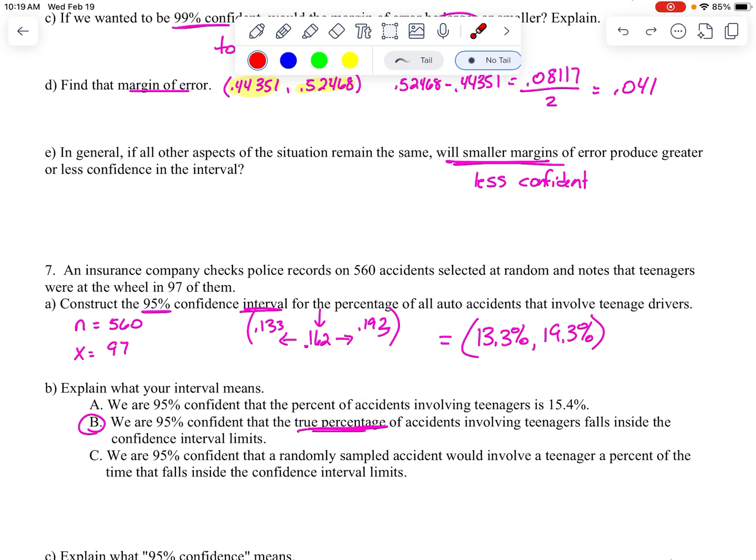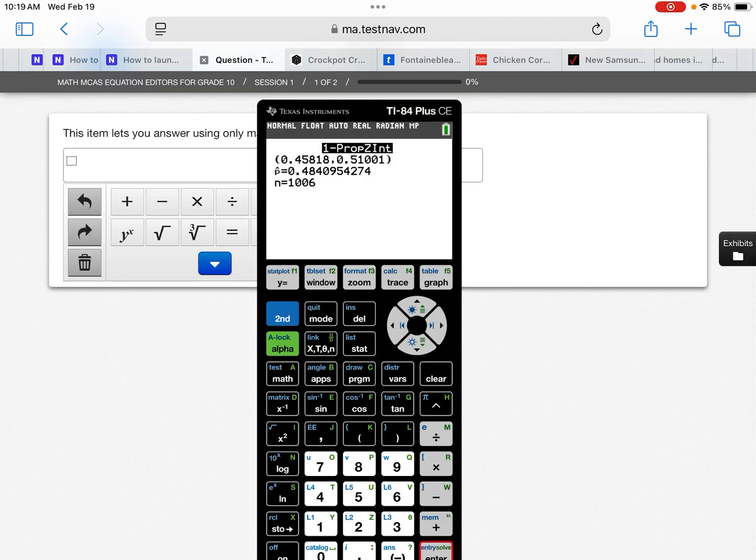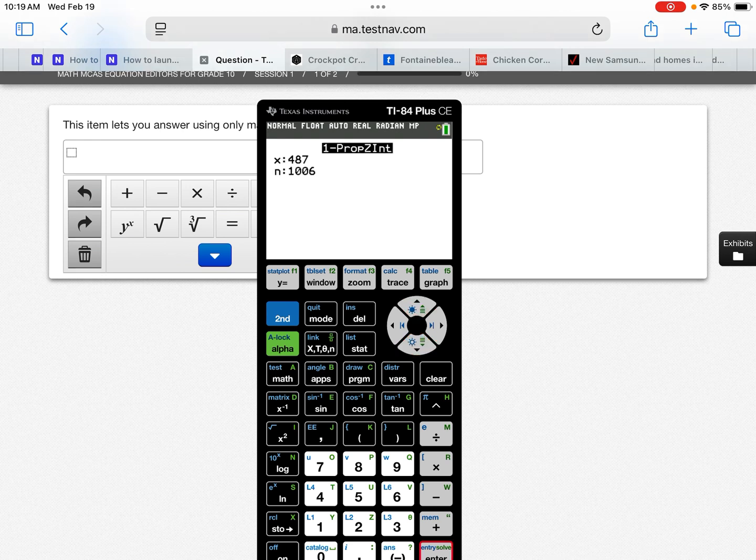So if we flip back over to my calculator, again, we're going to go stat. We're going to go over to test. We're going to arrow down to that 1 prop Z interval. And as we were doing this, the insurance company, it was 97 out of the 560. And we were going to be at 95% confidence.